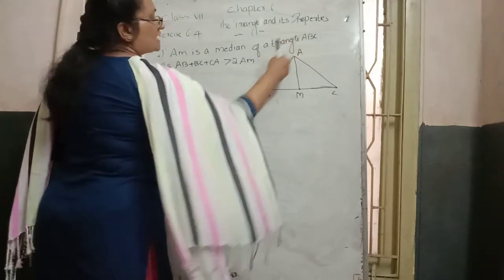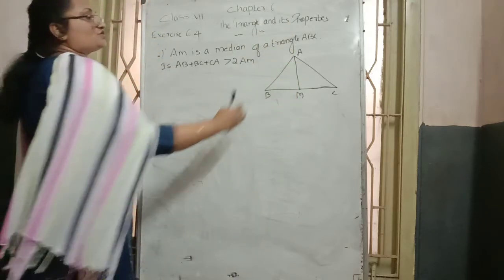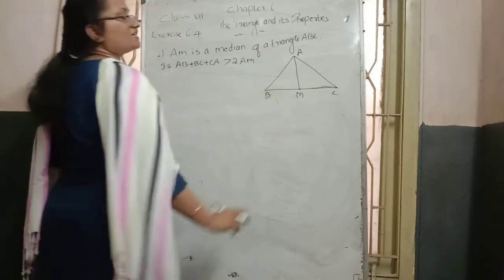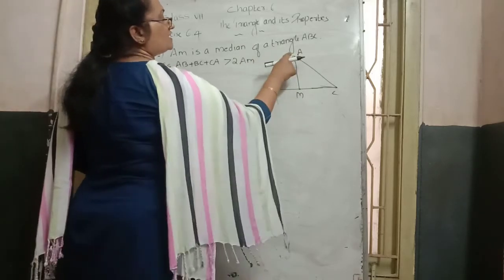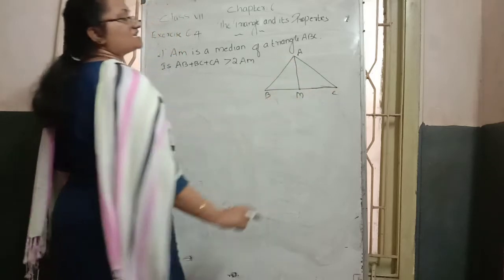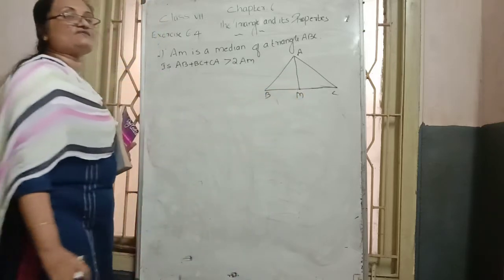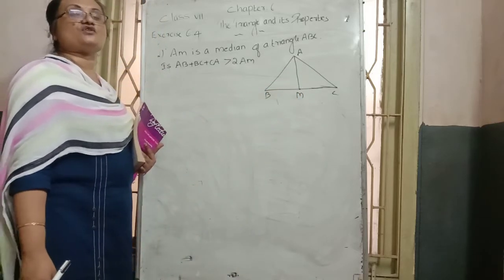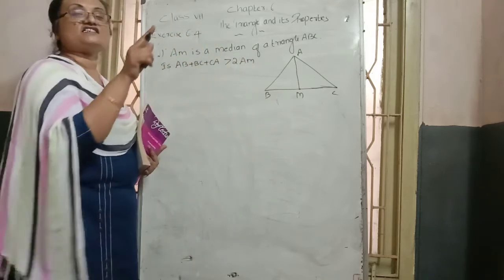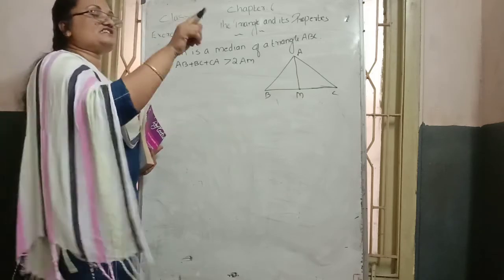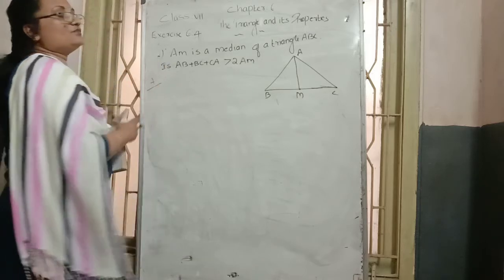First, see that triangle ABC is cut by the median AM. So how many triangles do we get? Two triangles are formed. Which are the two triangles? Triangle ABM, and the second triangle is AMC. In both cases, one property applies: the sum of two sides of a triangle is greater than the third side. We apply it and mark them as the first and second equations. Then we add the first and second equations and check whether we get the answer. That is the aim of this question.